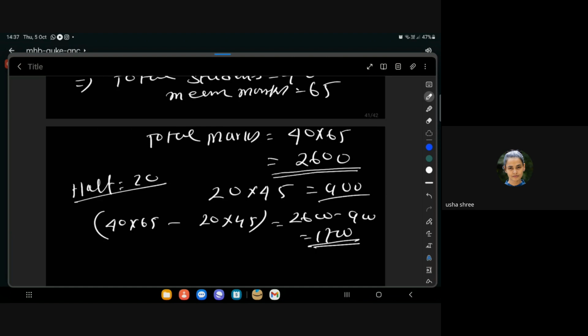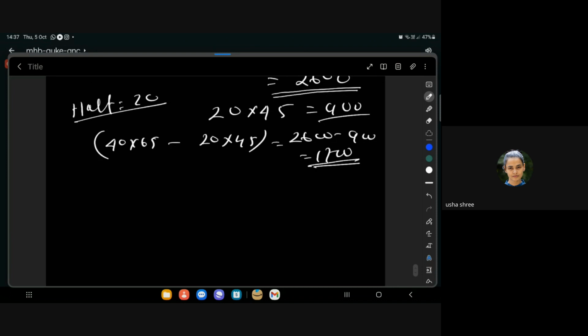Is it clear up to this much? Okay, now this 1700 marks is the balance, obtained by the remaining 20 students. So what is the average? 1700 by 20 gives you 85. Any doubt? So 85 will be the answer.